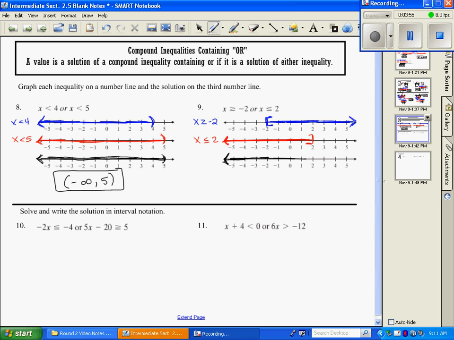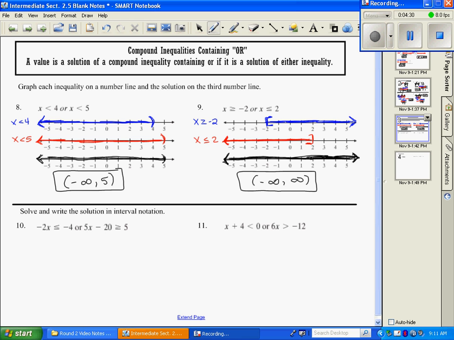And then the blue picks up, all of this is the red portion, but then the blue picks up from this part on. If I smash the red and blue together, it covers the whole graph. So our solution in interval notation, as you read left to right, starts with an arrow pointing to the left, and then it finishes at an arrow pointing to the right, which is a positive infinity. So it covers the whole solution set, which is negative infinity to positive infinity.